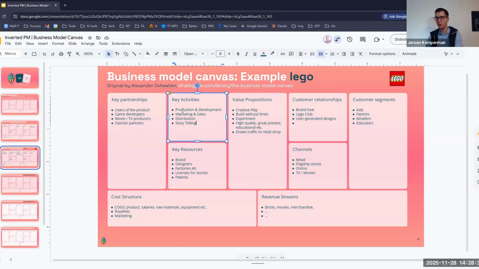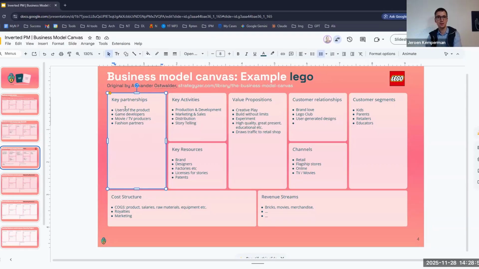Some of the key activities for Lego are production, sales, distribution, and someone said storytelling, which is very interesting because if you see that as a product and you tell the story of your product actively as a key activity, I think it definitely helps. Resources: brand, design, factories, patents, we talked about those. Partnerships: users are also partners.